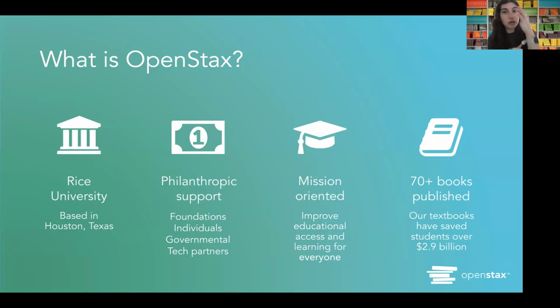Our main area of work involves publishing a library of over 70, which is so exciting, 70 free peer-reviewed OER textbooks. Since we published our first textbook all the way back in 2012, we have saved students over $2.9 billion in textbook costs, which is a feat we're super proud of and is something that we would not have been able to accomplish if it weren't for instructors and librarians and OER advocates like yourselves.